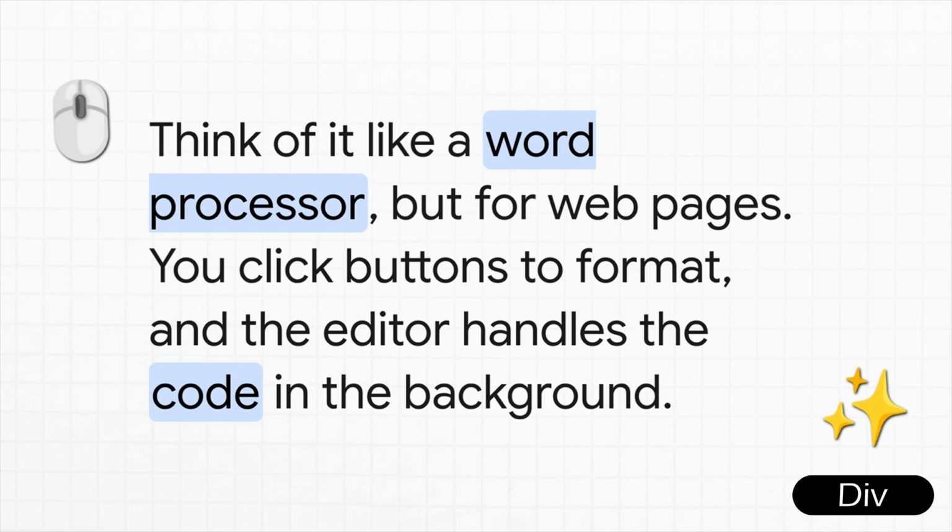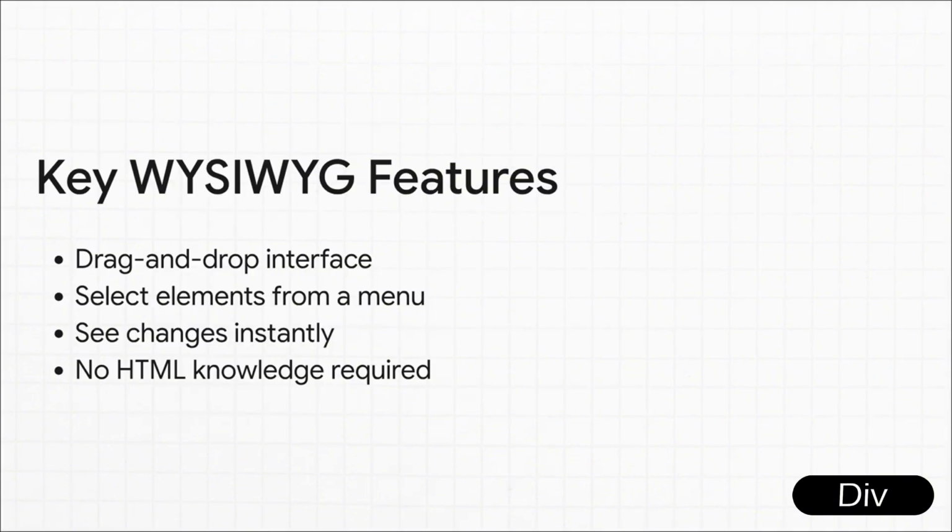Instead of typing out abstract commands to tell the computer what you want, you just do it. You see the thing you want to change, and you change it directly. Want some text to be bold? You don't type a bold tag, you just click the bold button. Simple as that. And that's the magic right there.